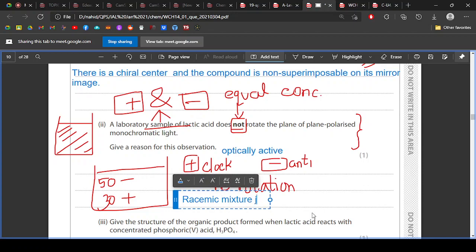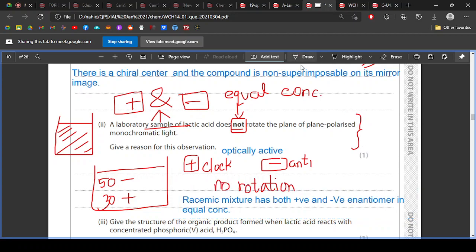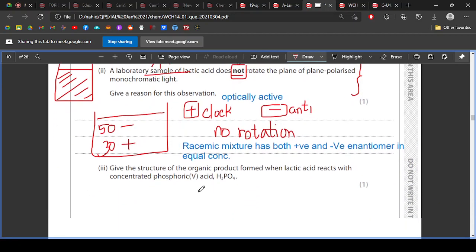A racemic mixture is a mixture that has both the positive and the negative enantiomer in equal concentration. And because of this, what happens? Light does not rotate in either clockwise or anti-clockwise. There is no rotation basically. Do you remember this or not? Yes. Okay, that's your answer here.